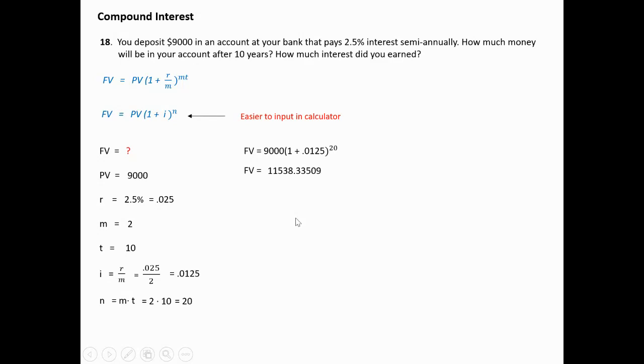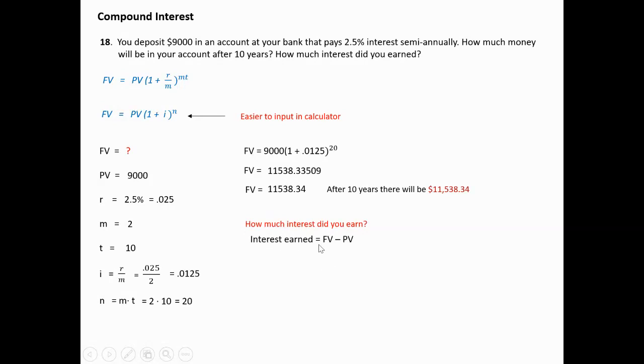And this is your result. $11,538.34, because we round to the nearest penny. So 0.335 rounds to 0.34. So it's going to be $11,538.34. Okay, now how much interest did you earn?